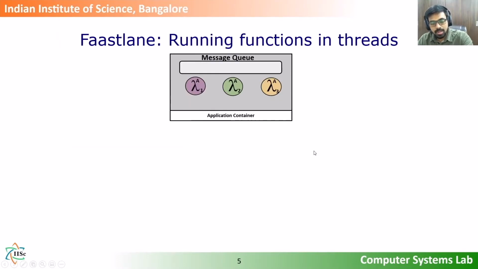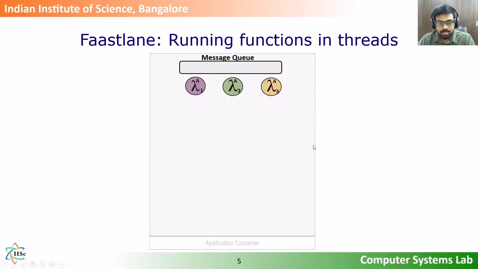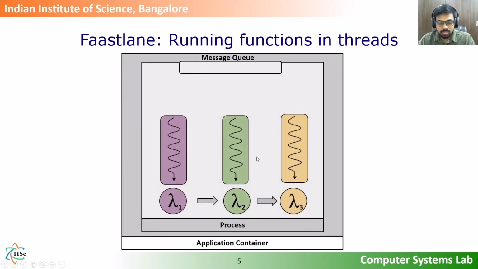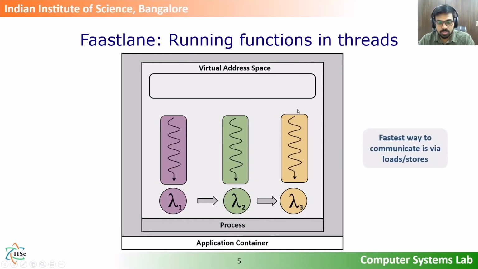Faastlane borrows the idea of co-location from SAND and takes it a step forward by executing functions of a single instance as threads within a single process. The key benefit of doing this is that it enables functions to communicate via the fastest medium of communication possible, that is via loads and stores, over a shared virtual address space.